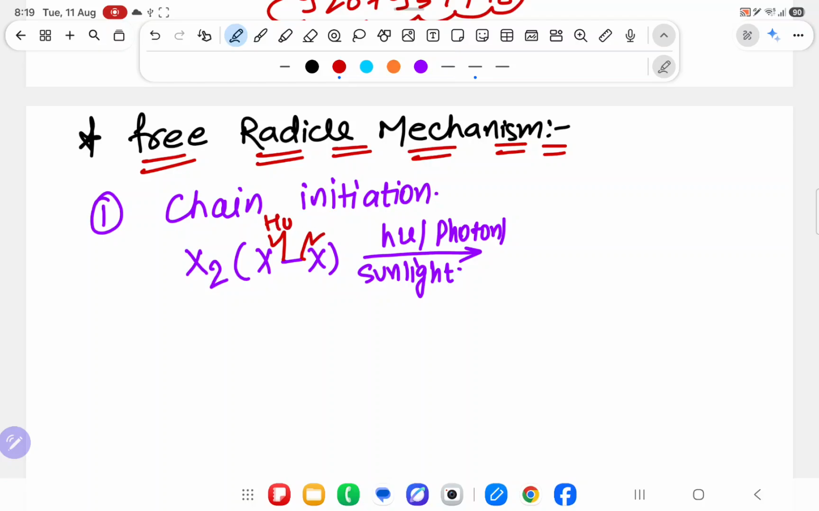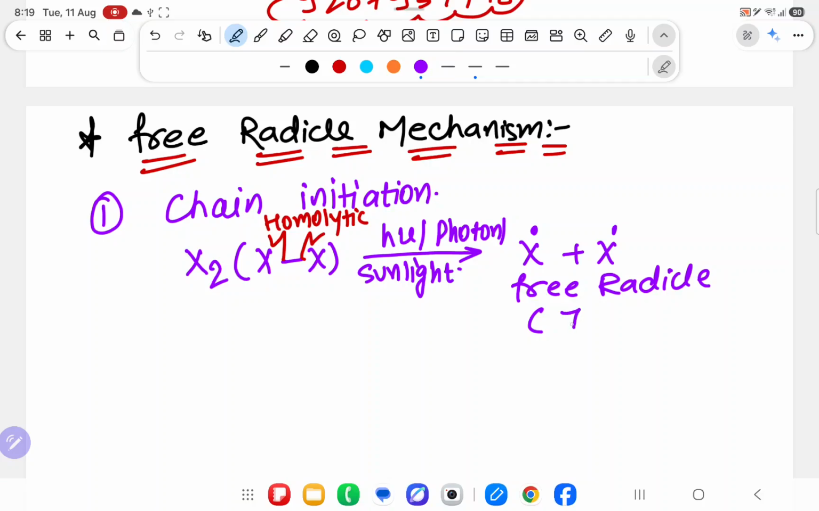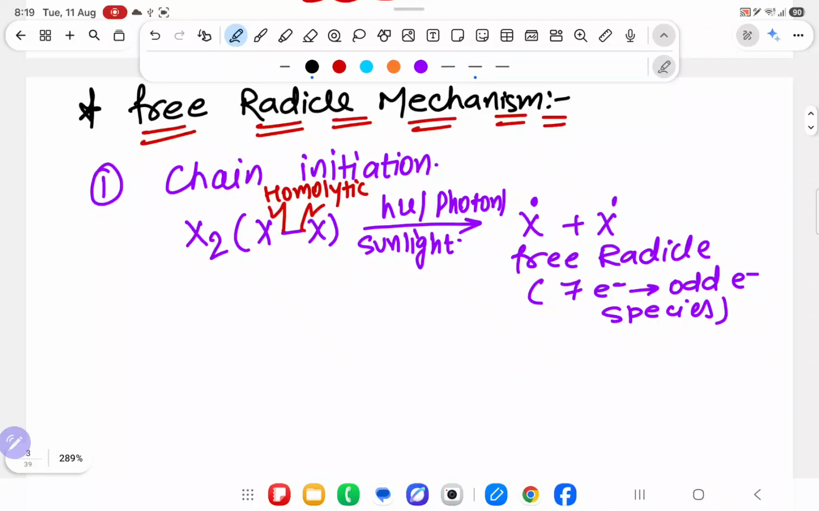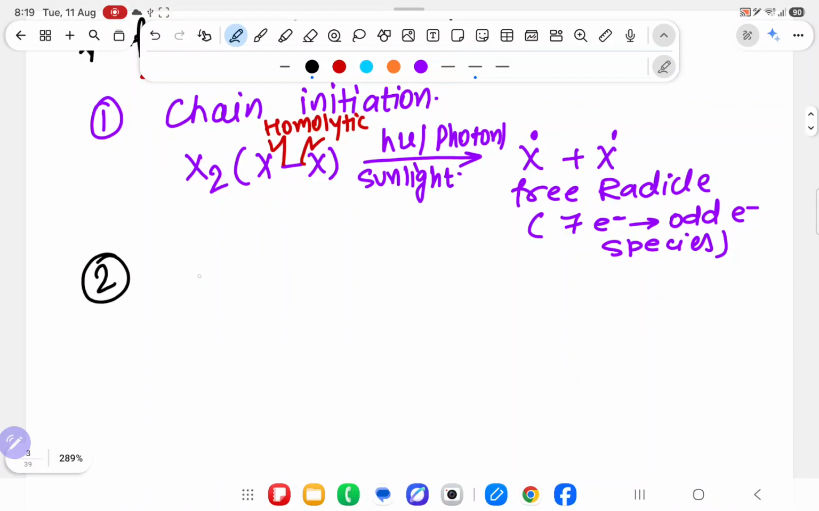You know that this type of cleavage is homolytic cleavage. Due to homolytic cleavage, what will you get? X dot and X dot. This X dot is a free radical. And I have already told you what a free radical is: 7 electron, that is an odd electron species. 1 degree, 2 degree will do combination, 3 degree will do disproportionation for alkyl group. First step is chain initiation. Second step is chain propagation.